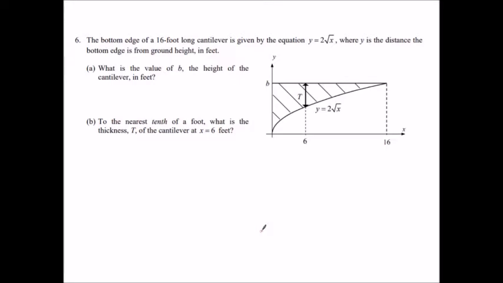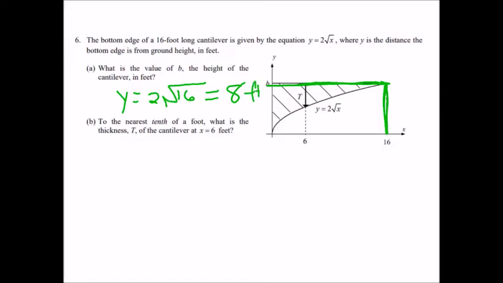So if you take a look at this end, when X is 16, it meets B. So if we find F of 16, or if we replace X with 16, we'll find how high that is. So Y is equal to 2 radical 16. We could do this on a calculator, but I can tell you that the square root of 16 is 4, and 2 times 4 is 8. So the height is 8 feet.